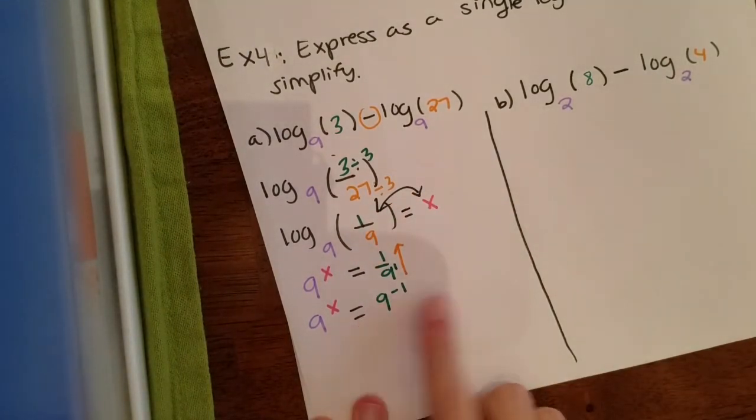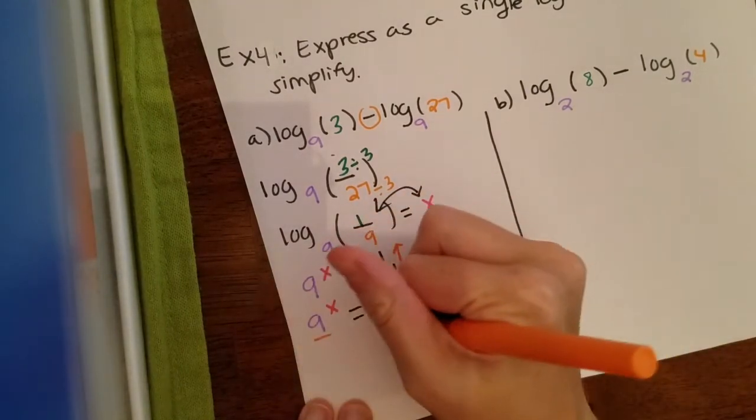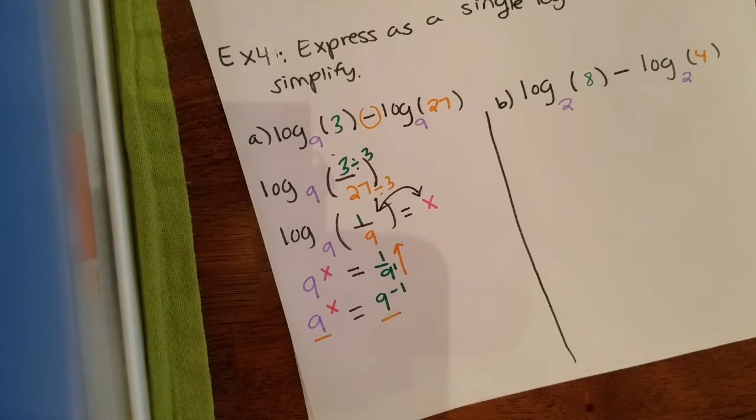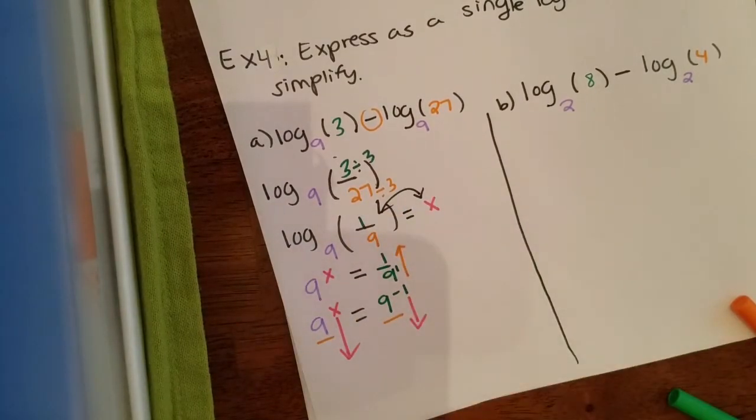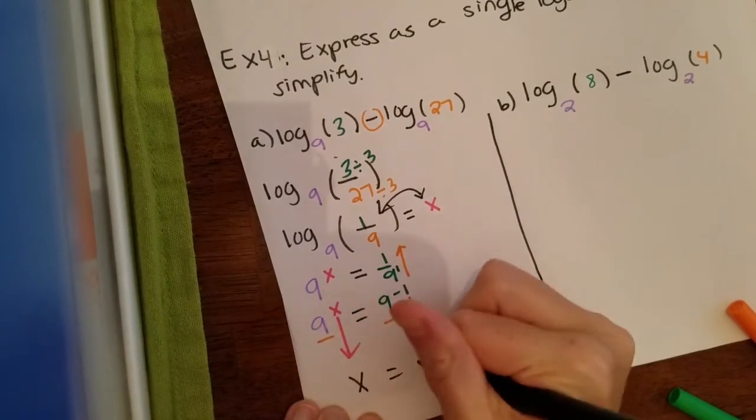Okay, and guess what, you guys? We have the same base on both sides already. Isn't that exciting? Since I have a 9 as my base on both sides, we can instantly drop our exponents down. Holy hot dog. So I'm going to drop my exponents down. Alright, so my final answer will be x equals negative 1.